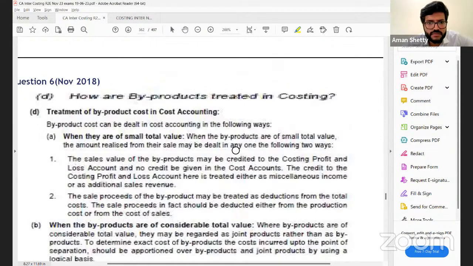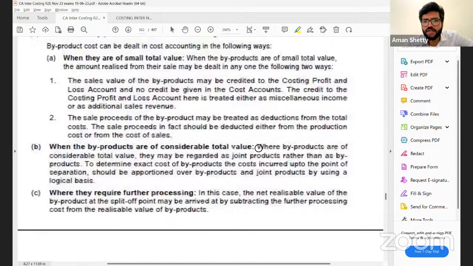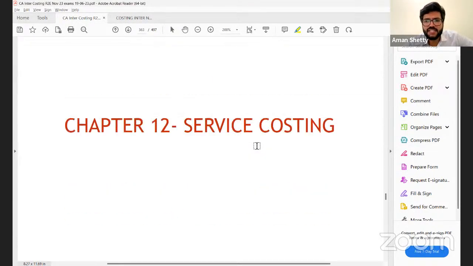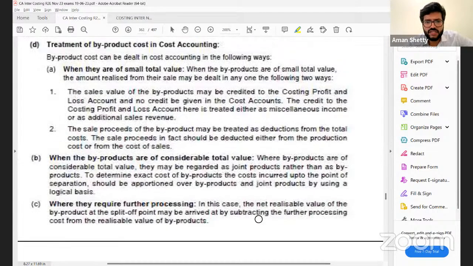Again, treatment of byproducts in costing, like I said, time and again, they keep asking. Same thing, you have to write. Clear, all of you? Those two answers, I'm supposed to share with you guys, the suggested answers which I have. I will quickly share them right now. Immediately after this class is over, I'll send them to the CAPS office number, and they'll send them in the group.